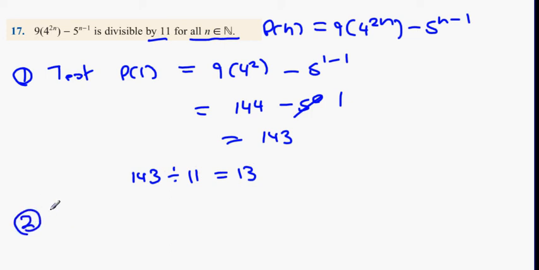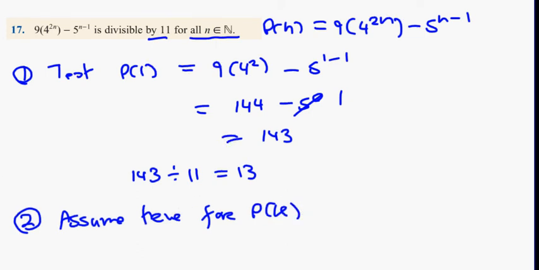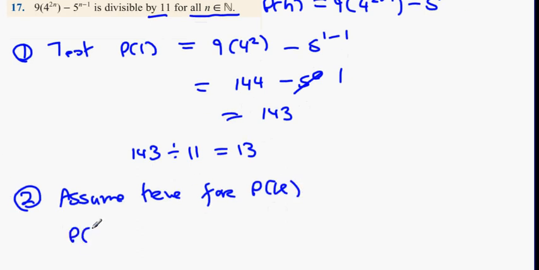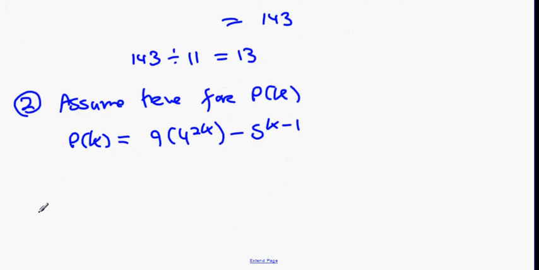Okay, part 2. Assume true for P of k. And what we can see here is that P of k ends up to be 9 times 4 to the power of 2k minus 5 to the power of k minus 1. Okay, part 3. Test P of k plus 1.